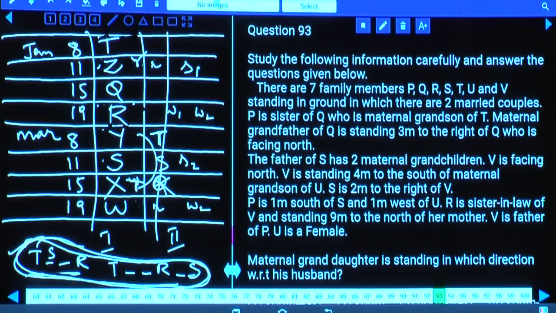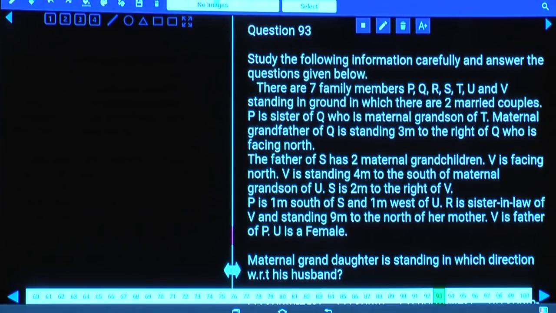And P is the sister of Q. How to represent this one? P is the sister of Q. Q is the maternal grandson of T. That means T's daughter's son is Q.